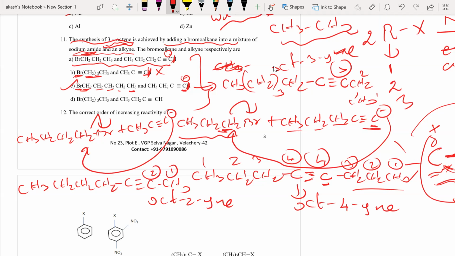Sir, but there are 9 carbon atoms. Okay, one second. What is it? There are 9 carbon atoms. Okay. How? 1, 2, 3, 4, 5. Oh, okay. See, this is also a confusion. Then that means this is not the answer. So then we have to check for this. Okay. Right. So if you check for this, definitely it would have come, right?